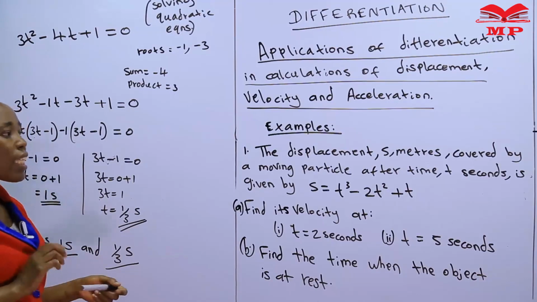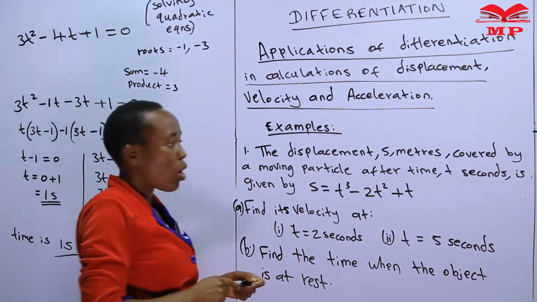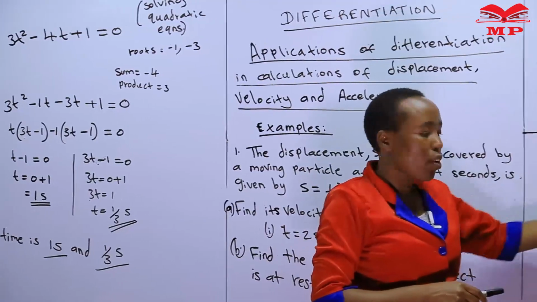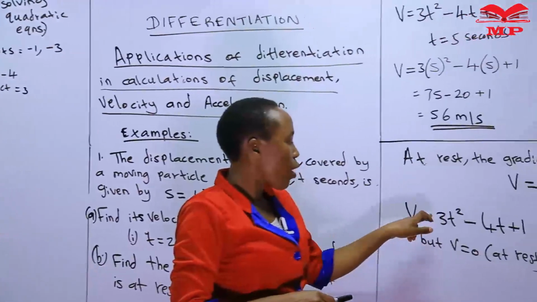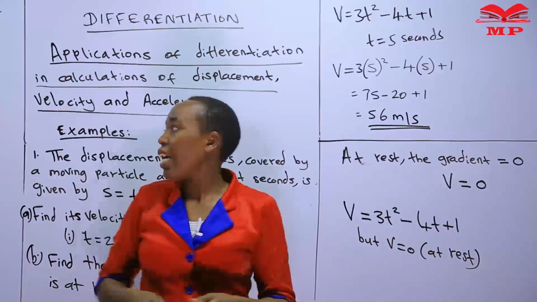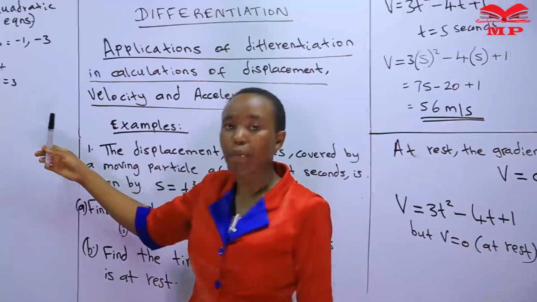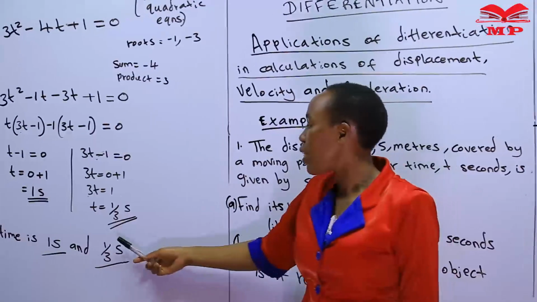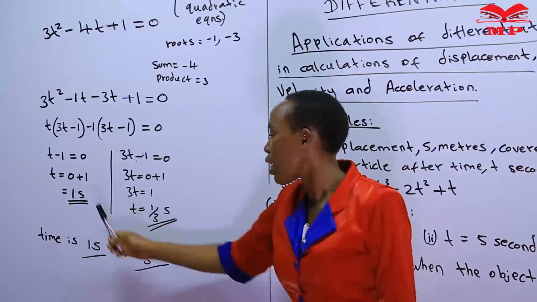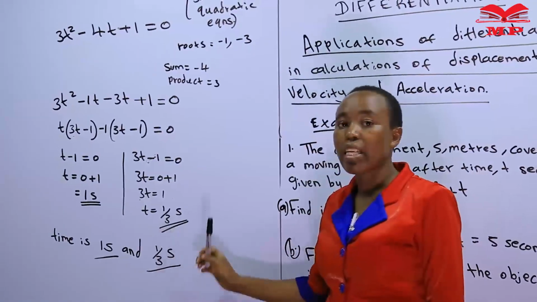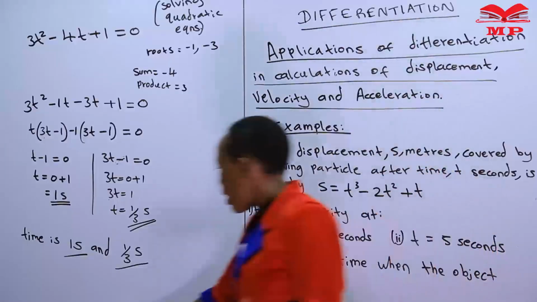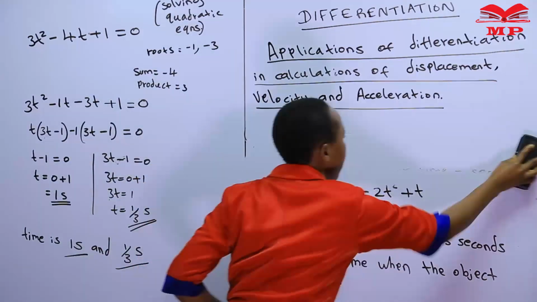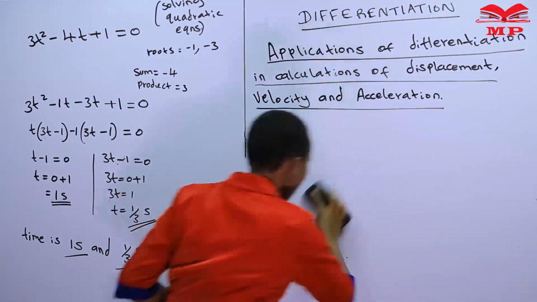And we have seen that at rest the gradient is 0, and this gradient is giving us the velocity. Therefore the velocity is 0. So we equate the equation to 0 and get the values of t, and we end up getting in our case 1 second and 1/3 seconds.